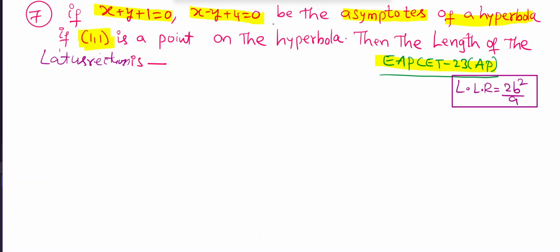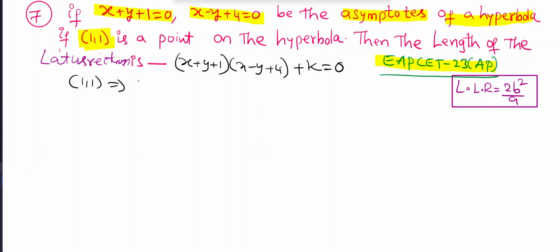Here two asymptotes are given. Now the equation of the hyperbola and its asymptotes differ by a constant. So the equation of the hyperbola is x plus y plus 1 into x minus y plus 4 plus k is equal to 0. This is the equation of the hyperbola. This hyperbola passes through the point 1 comma 1. Substituting 1 comma 1 in this equation, 1 plus 1 plus 1, this is 3, into 1 minus 1 plus 4, this is 4, plus k is equal to 0. From this k is equal to minus 12. This is the value of k.